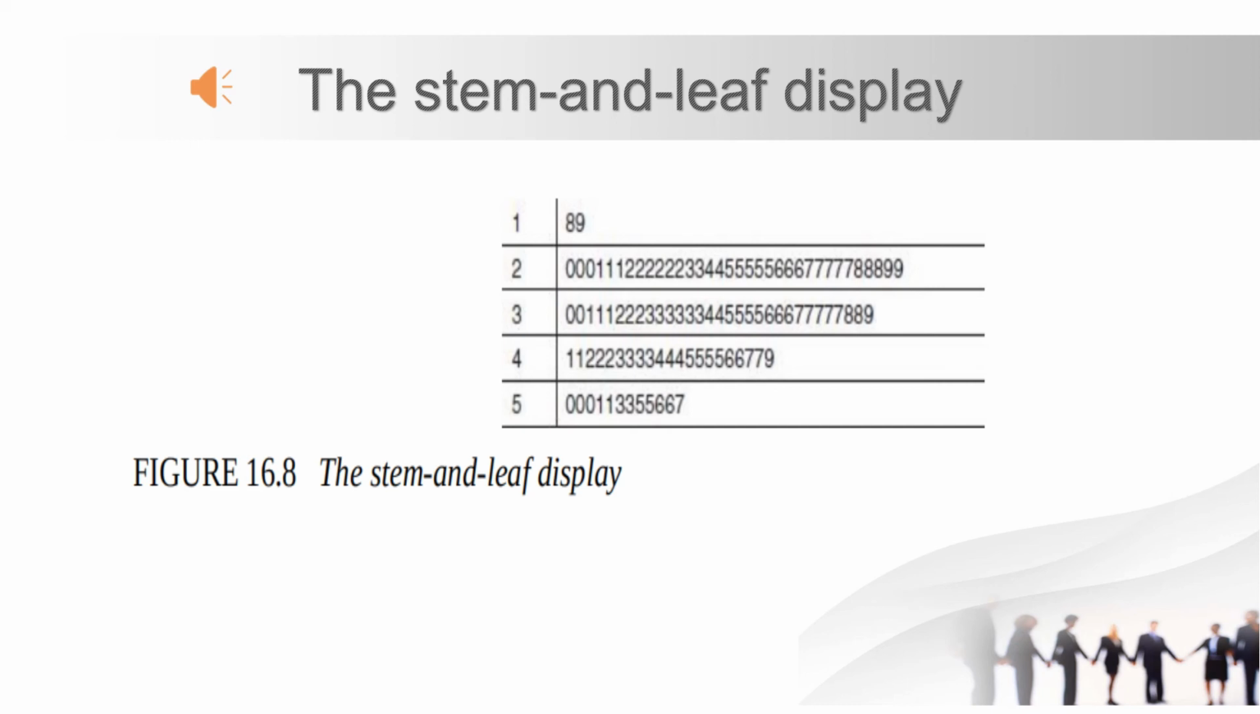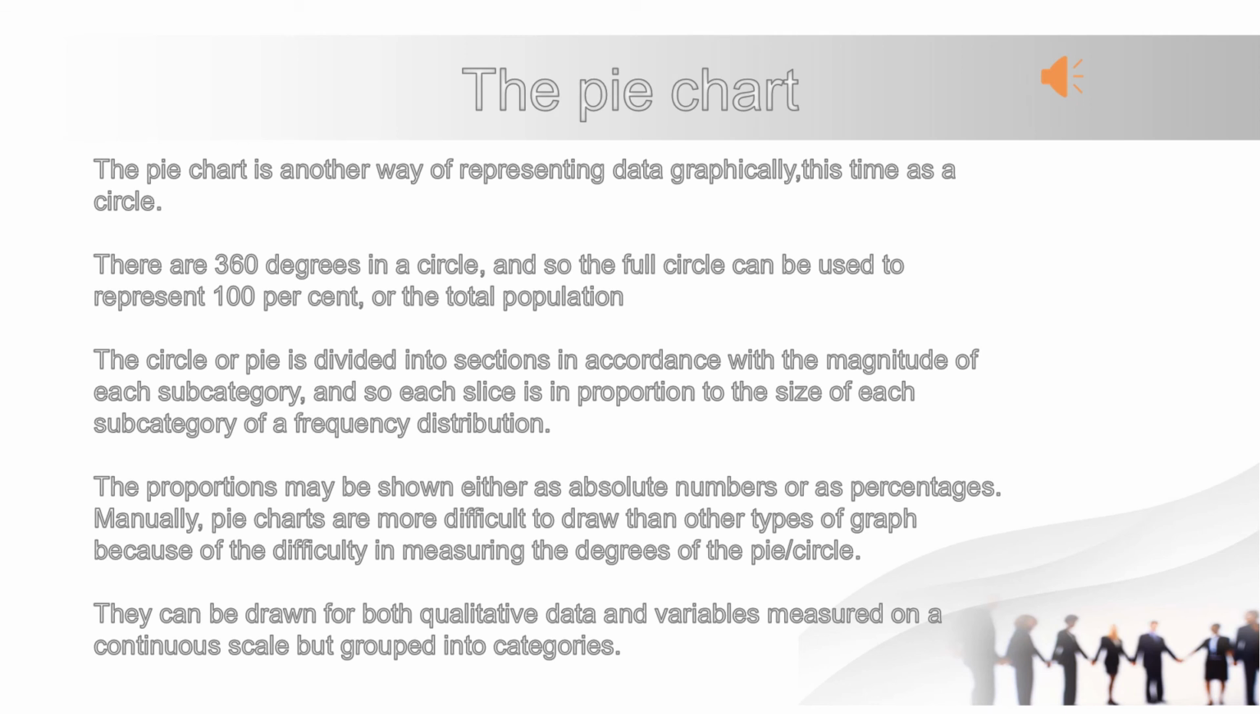Another type is the pie chart. So the pie chart is a very different way to display data. The pie chart is just like a circle. As a circle, it has 360 degrees, so it is taken in percentage, and the whole pie or circle represents the whole population. So the pie or circle is divided into slices, or what we know as sections. Each section represents the magnitude of the category or the subcategory.